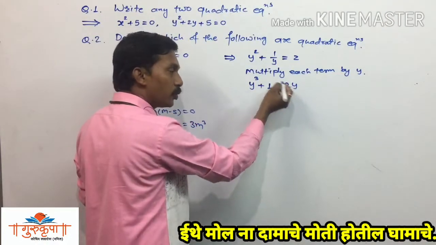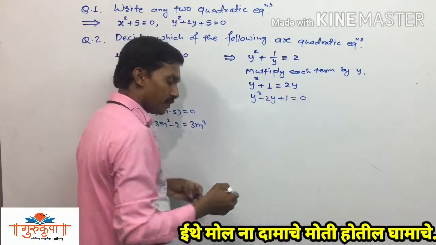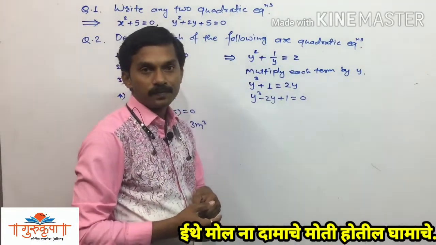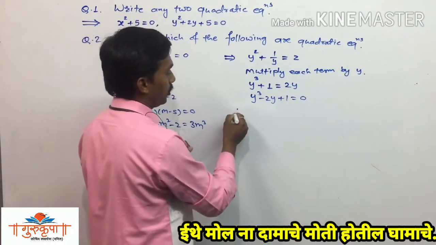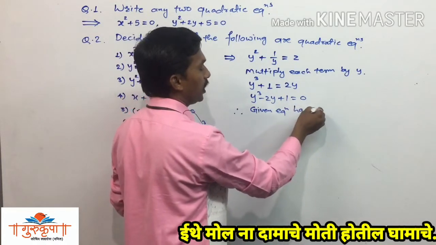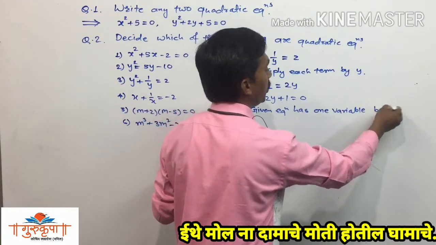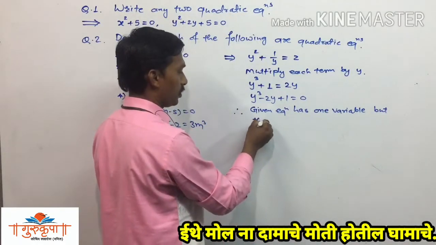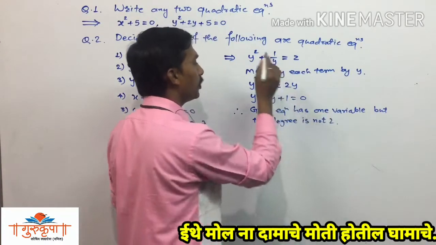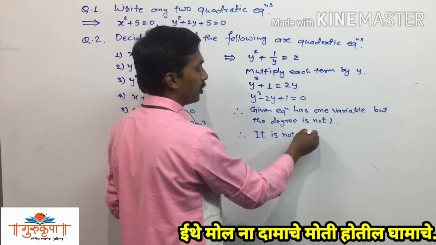Now transfer this term to the left hand side, you will get y cube minus 2y plus 1 is equal to 0. We have only one variable in the given equation, but the degree is not 2. Therefore, it is not a quadratic equation. The given equation has one variable, but the degree is not 2, therefore it is not a quadratic equation.